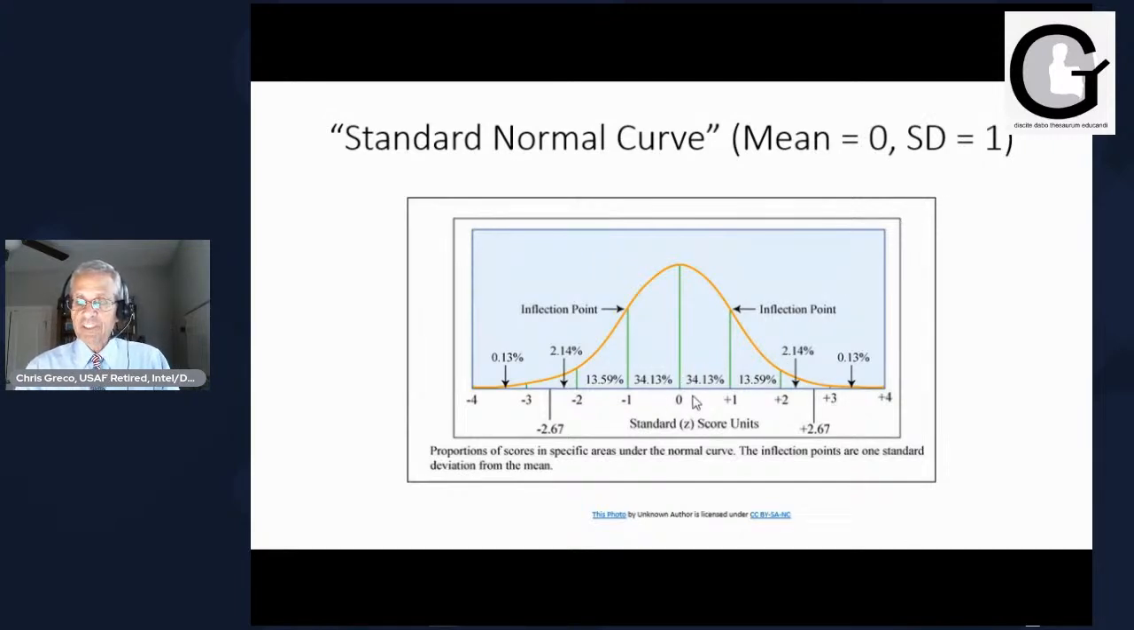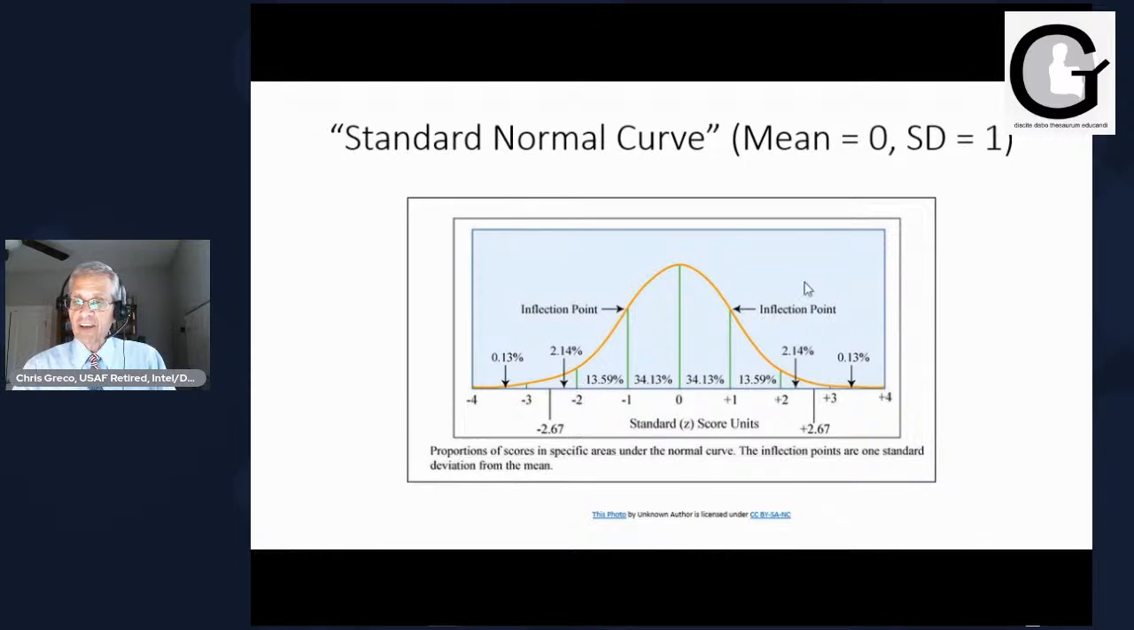Because if the mean is always 0, then mean plus 1 standard deviation is going to be 0 plus 1 or 1. Mean plus 2 standard deviations is going to be 0 plus 2 or 2, because 2 times 1 is 2. So there's your 2. 3 is here. Same here. Mean minus 1 standard deviation would be -1. Mean minus 2 standard deviations is going to be -2.